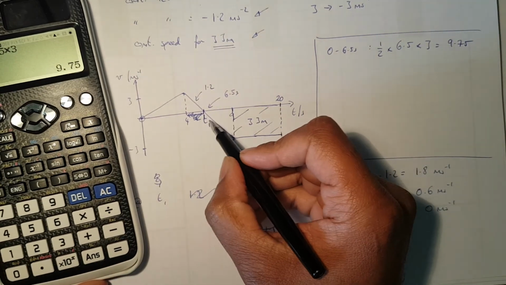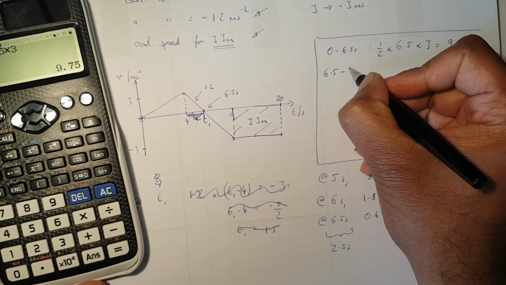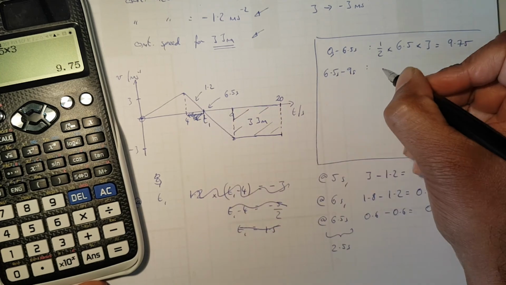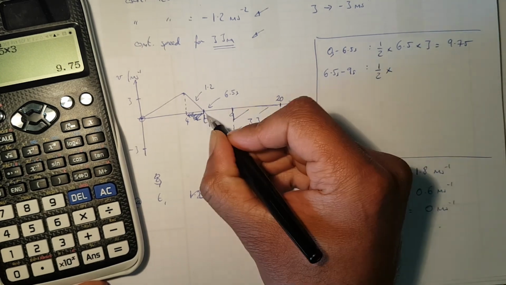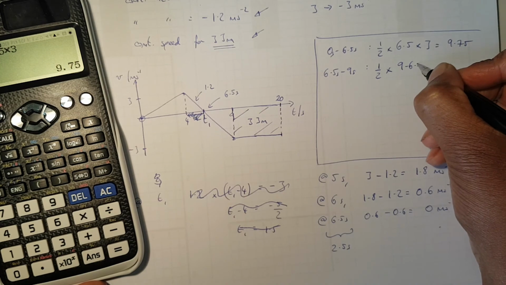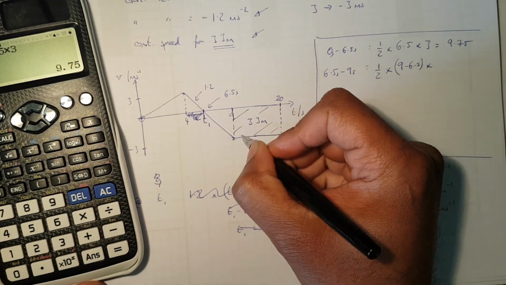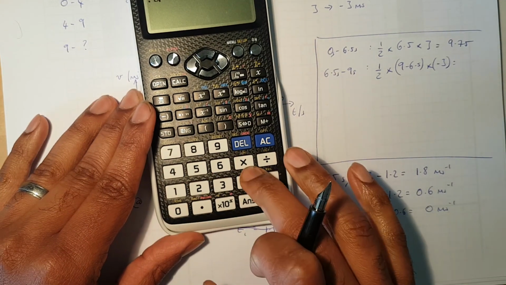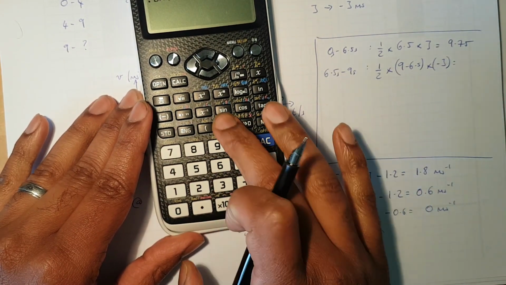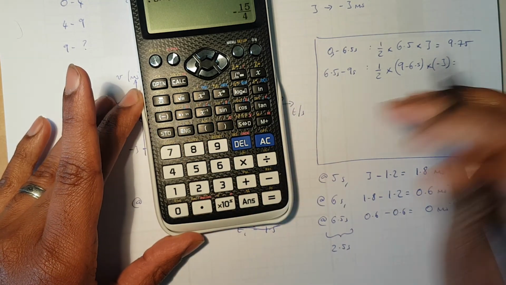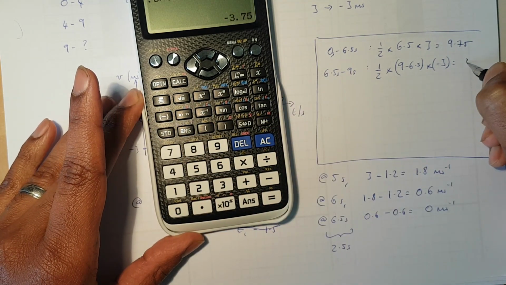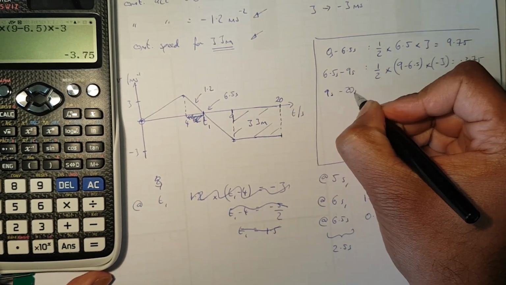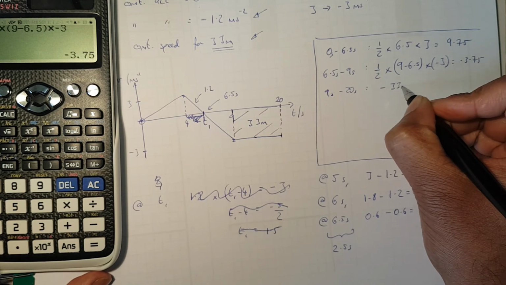And then I've got between 6.5 seconds and 9 seconds. It's again half times the base, which is 9 minus 6.5, times the height here, which is again -3, which gives me half times 9 minus 6.5 times -3, which gives me -3.75. And then between 9 seconds and 20 seconds is -33 meters.